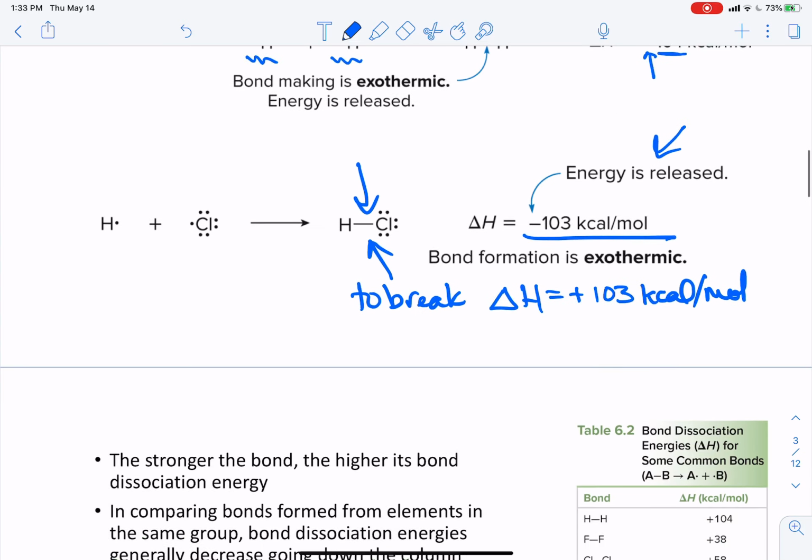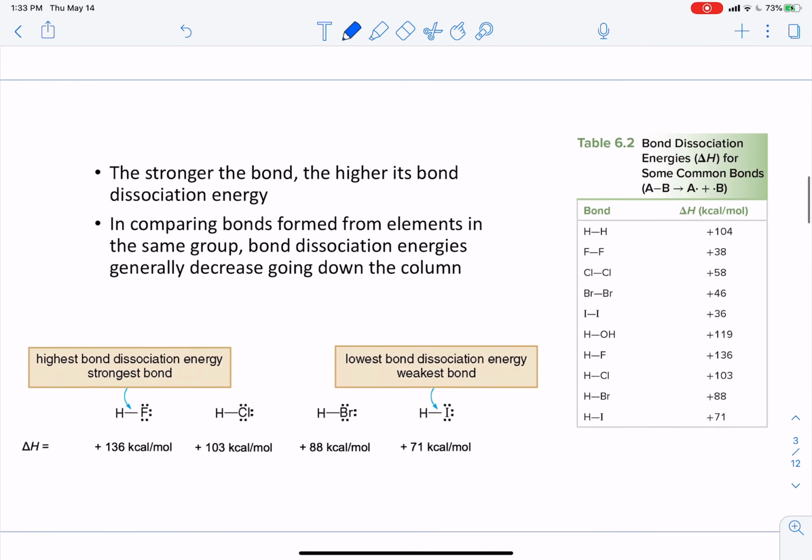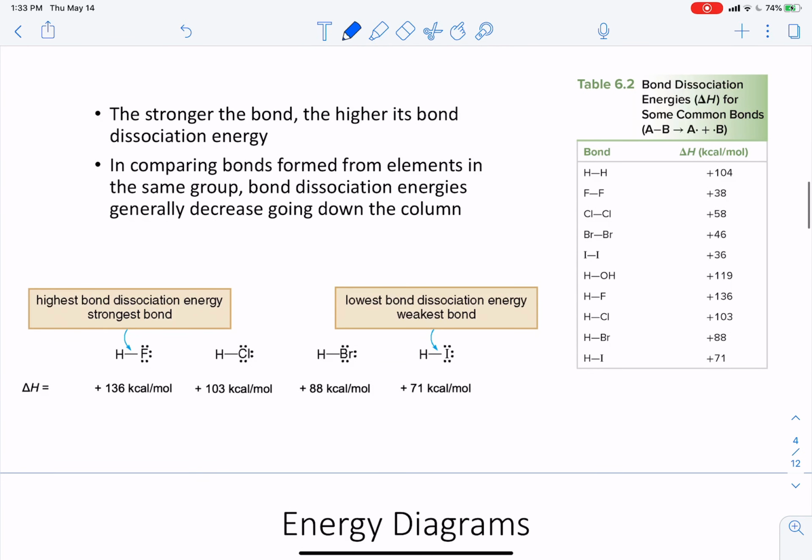Now, the stronger the bond, the higher the bond dissociation energy. And dissociating it just means you're breaking it apart. So the stronger something is, the more energy you have to put in to break it, which should make sense to us. And when you form a really strong bond, you're going to get a nice release of energy.